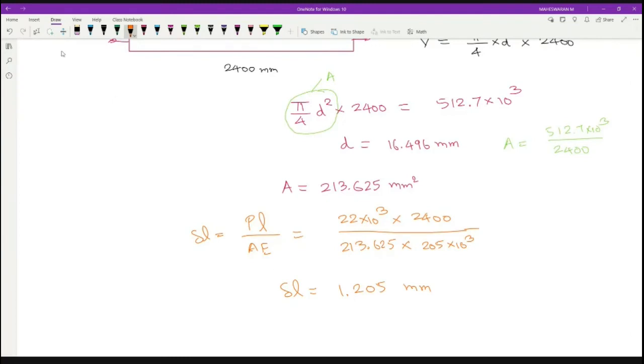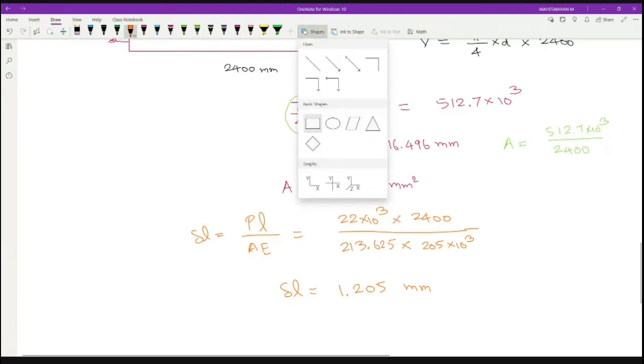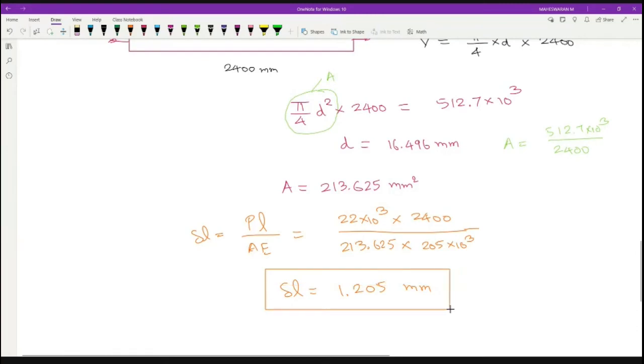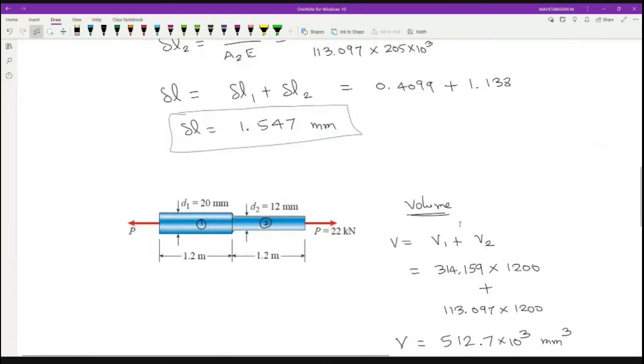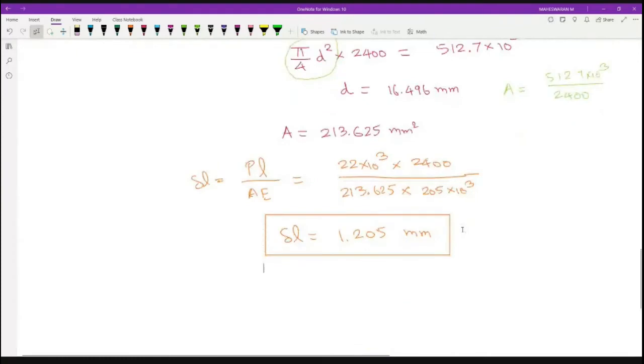Right. So we got two del L's now. One is 1.205. The other one is 1.547. Which is the best one? Second one, sir. Second one.